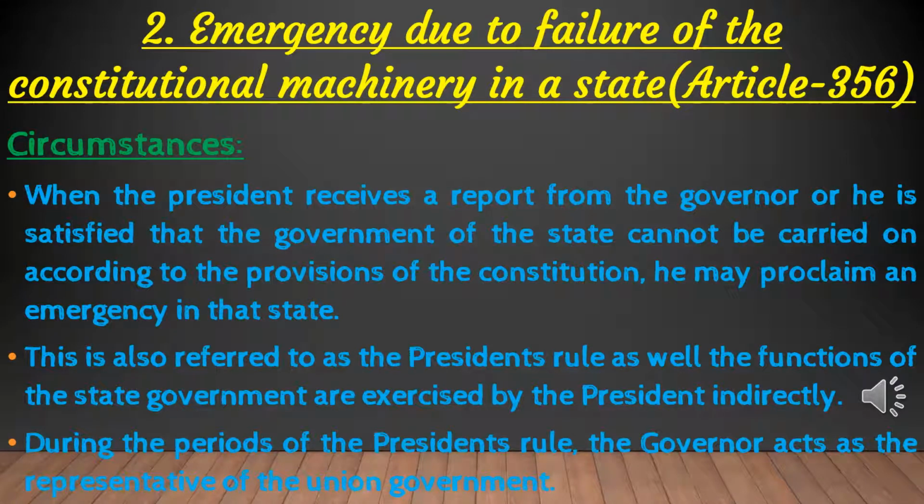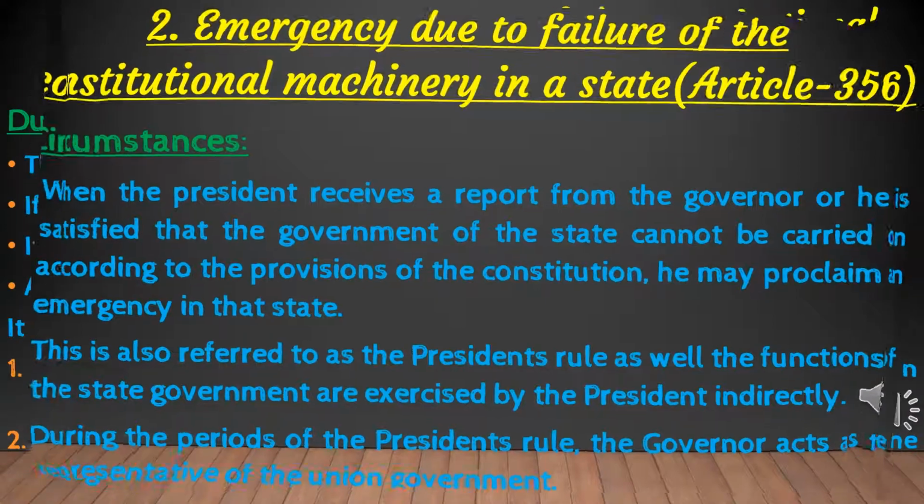When the President receives a report from the Governor, or is otherwise satisfied that the government of the state cannot be carried on in accordance with the provisions of the Constitution, he may proclaim an emergency in that state. This is also referred to as President's Rule, as all the functions of the state government are exercised by the President indirectly. During the period of President's Rule, the Governor acts as the representative of the Union government.